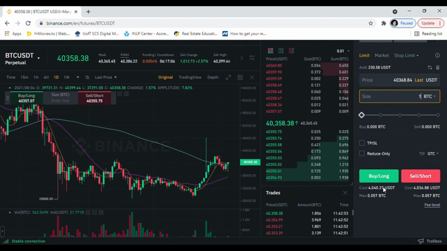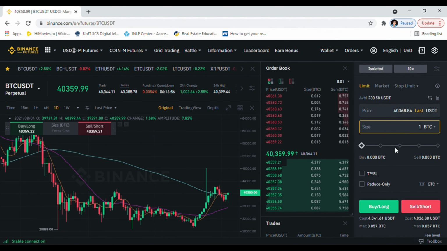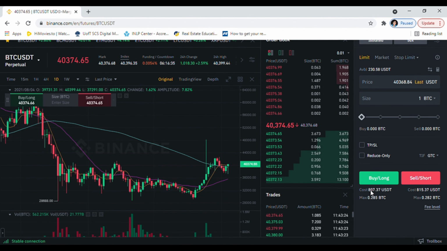4,036. Well, you see it's fluctuating, so it changes every time the price is moving, right? But I know that approximately 4,000 is what I'm going to need to be able to trade 1 Bitcoin. The reason is because I have 10x, right? Let me say I move it to 50x, and I want to use 1 Bitcoin. Now you can see the price is 807. You see what I was telling you? The higher leverage you use, the less money you need to trade with. So that's the benefit of it.